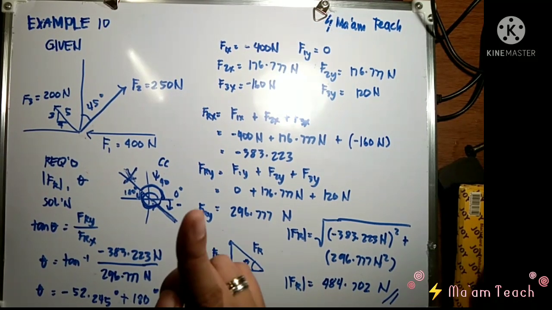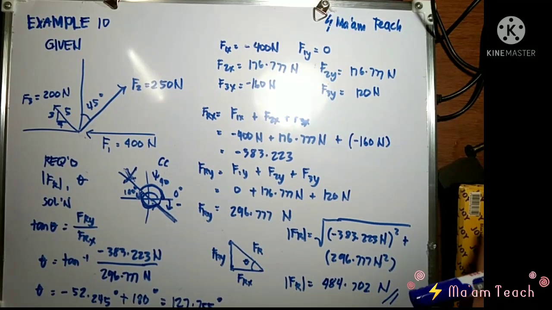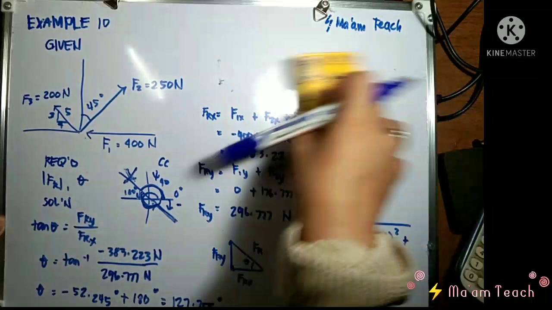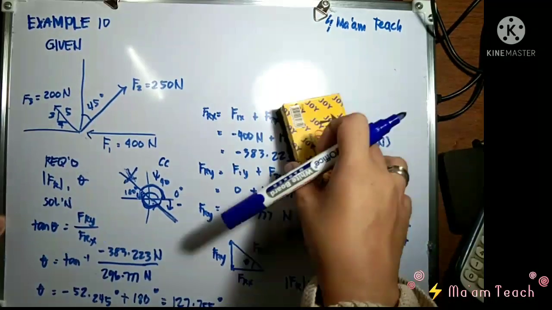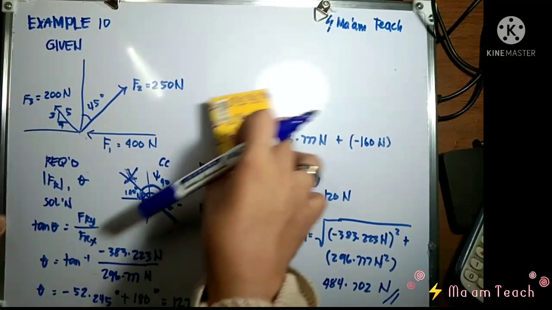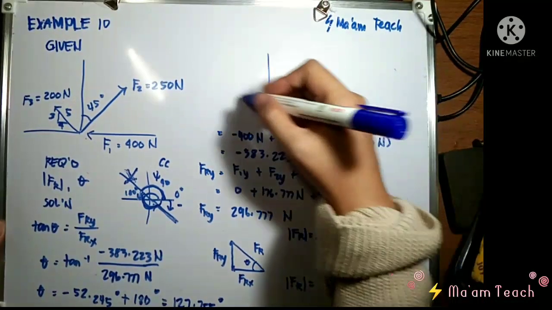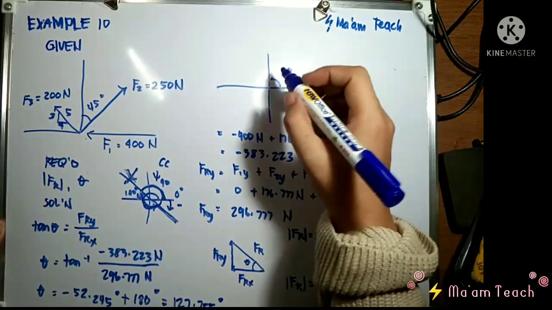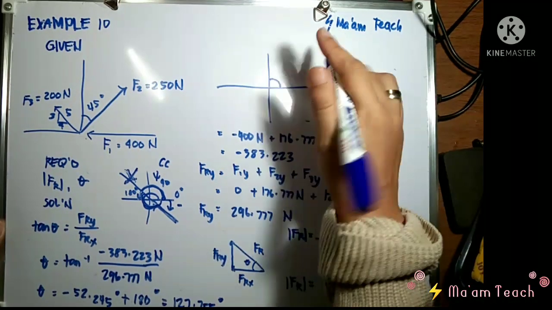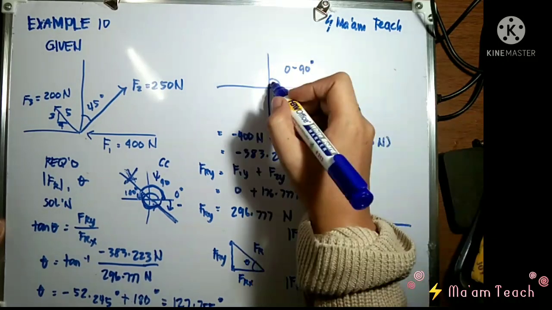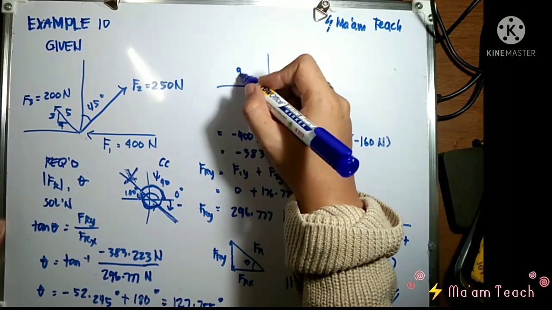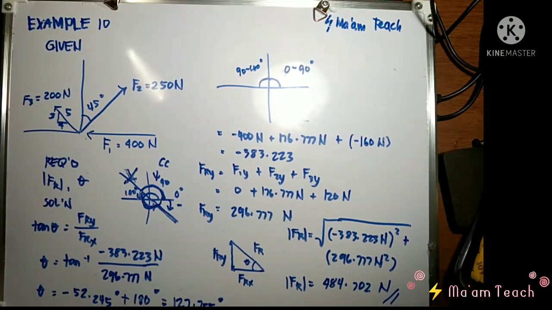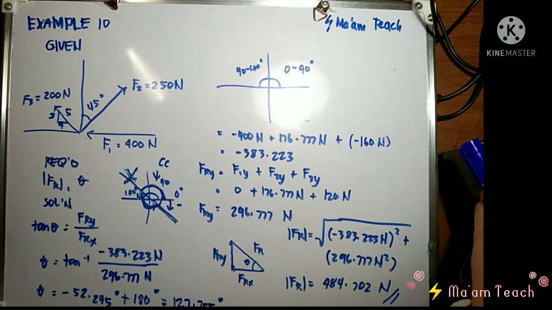Is that correct? Now let us check, class. Can I erase this part? Because we don't need that anymore. Let us check if this 127 is correct. From here, measuring there, that is 90. 0 to 90, supposedly the angle. Here to here, that is 90 to 180. So therefore this 127.755 is where?